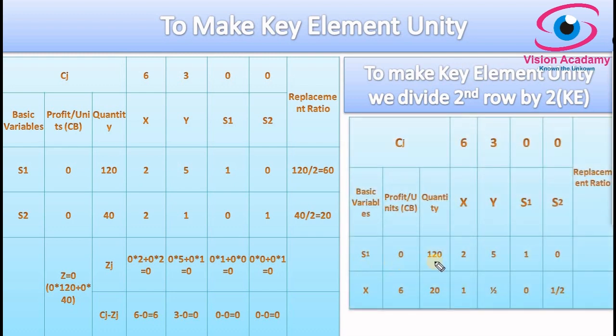First column I have taken as it is, and X1 is considered for basic variable. Since it is an incoming variable, I have considered it in the basic variable, and the value of the coefficient of X will also change, because the coefficient of X is 6 and the coefficient of S1 is 0. Now, as I told you, to make the key element unity, we divide the second row by 2.